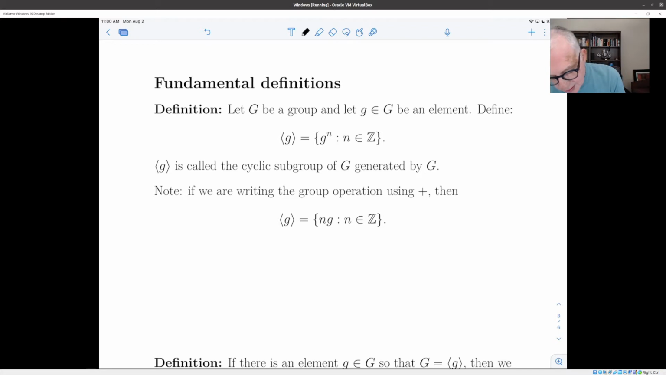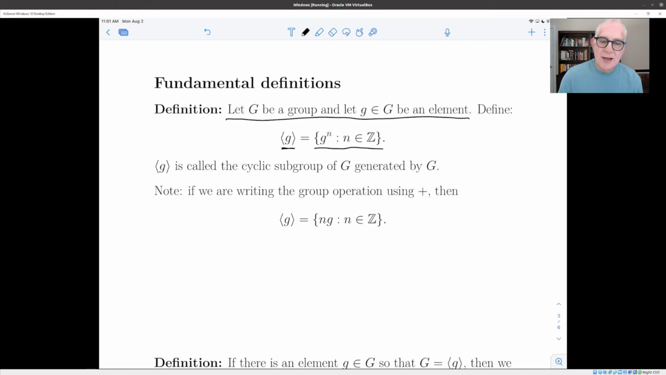So our definition goes as follows. Suppose G is a group and choose an element g from G. Now I want to define this thing, angle bracket g. What it is, it's the set of powers of this particular element for all integer powers. And that set turns out to be a subgroup. We'll prove that later. And it's called the cyclic subgroup of G generated by little g.